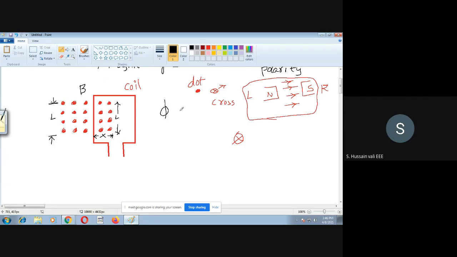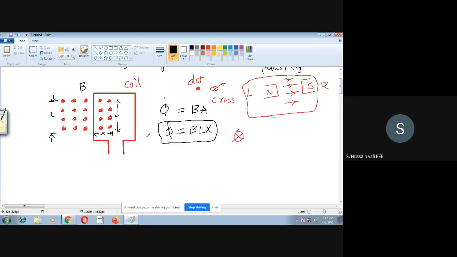Once we know this, what is the flux? We all know that flux is the multiplication of flux density and area. Area is the area of cross section. So flux is equal to B times the area. What is the area here, which is inside the coil? X is one side, L is another, so we can write L into X. So area is L into X, whereas B is the flux density. So the flux is B into L into X. We got this expression.